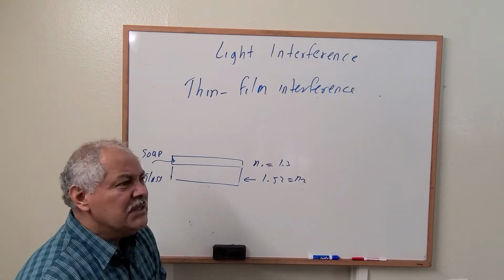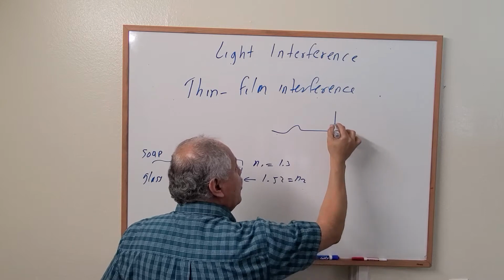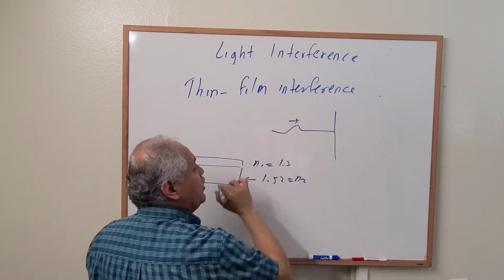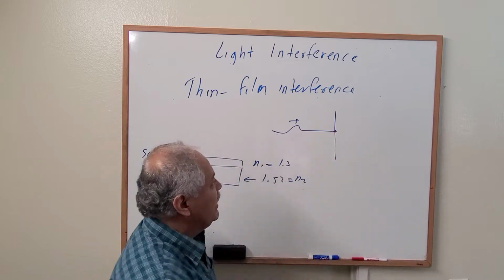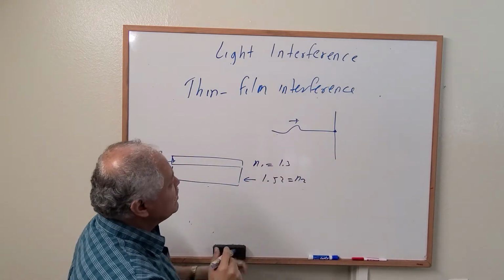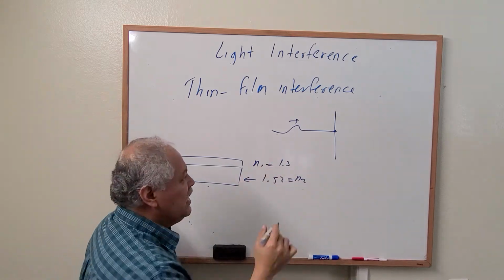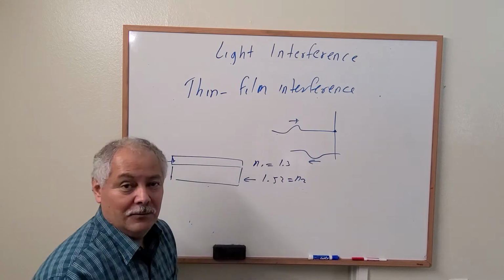Look, imagine that we have a rope, and you create a pulse right here, and this rope is fixed. This could be a wall, could be a tree, it doesn't move. What happens when this pulse is reflected? When this pulse is reflected, it reflects upside down.